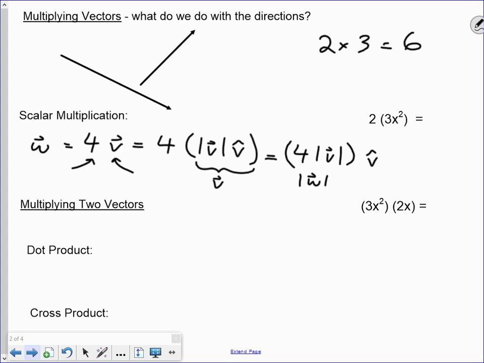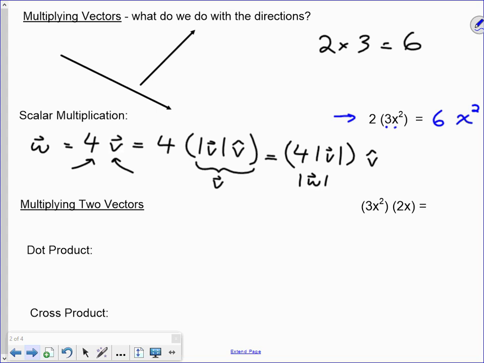To create an analogy here, this is kind of like what you did way back when you first started learning how to multiply algebraic terms. If you had something like 2 times 3x squared, you said, okay, that 3x squared has a coefficient and a variable. I only have one variable part, so I'm just going to keep that variable part exactly the same. And then I'm going to multiply these two numbers together to get something like 6x squared.